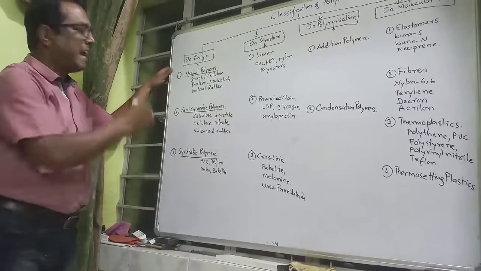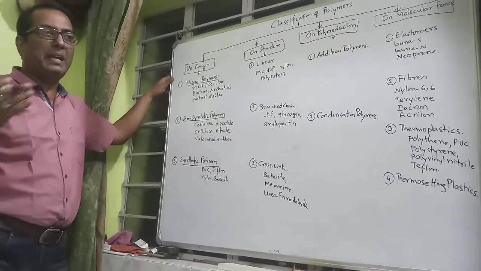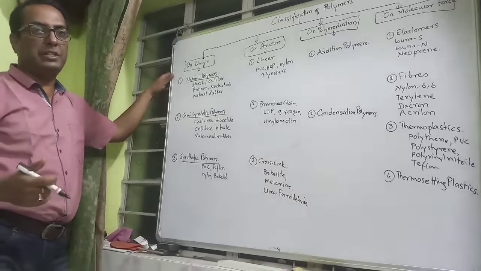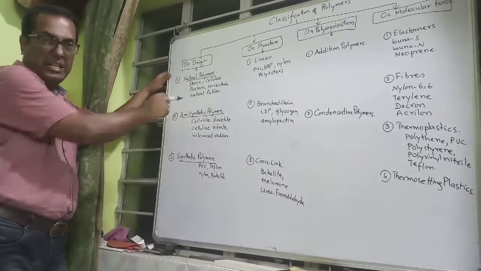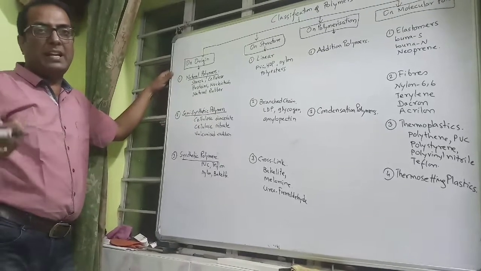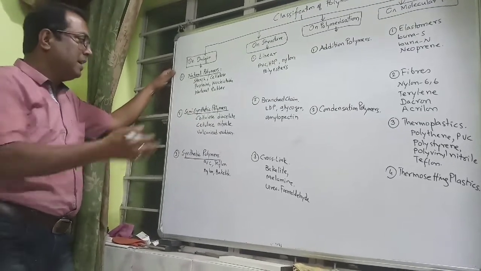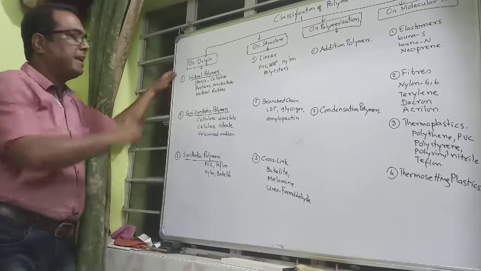Natural polymers, what we get from the animal or the plant origin. Say starch, cellulose, proteins present in our body, DNA, RNA, the nucleic acids, natural rubber, they belong to the natural polymers.